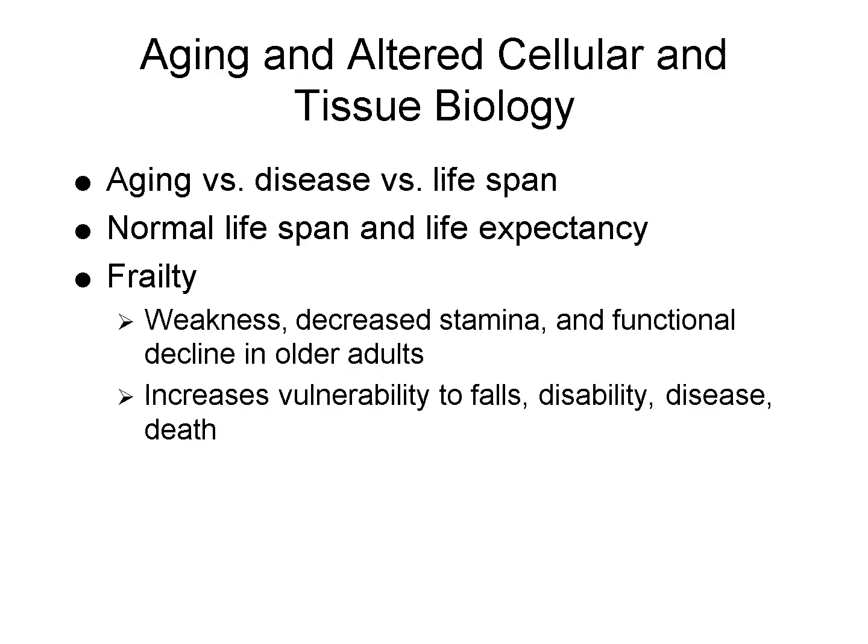As we examine aging and altered cellular and tissue biology, it is important to distinguish between aging, disease, and lifespan. Aging is a natural process distinct from disease, although it can contribute to disease vulnerability. Normal lifespan refers to the maximum potential length of life, while life expectancy describes the average years a person is expected to live. A key feature of aging is frailty, which involves weakness, decreased stamina, and functional decline in older adults. Frailty significantly increases vulnerability to falls, disability, disease, and death.